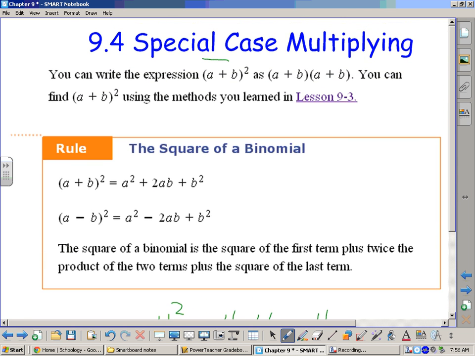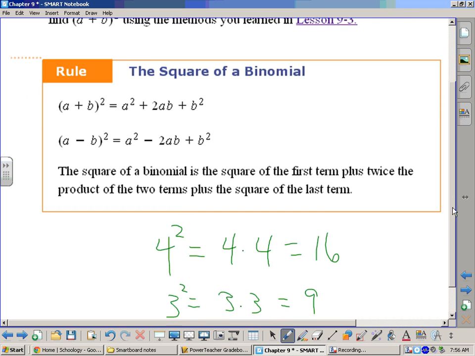When the homework asks you to take a binomial, a plus b, and square it, you want to write that as a plus b times a plus b. Now, I know that some of you are going to try to do a shortcut that doesn't exist, so I'm telling you right now, there's no shortcut for this. You have to actually write it out and multiply it out. There are some formulas I can give you, but I want to prove to you how that happens.